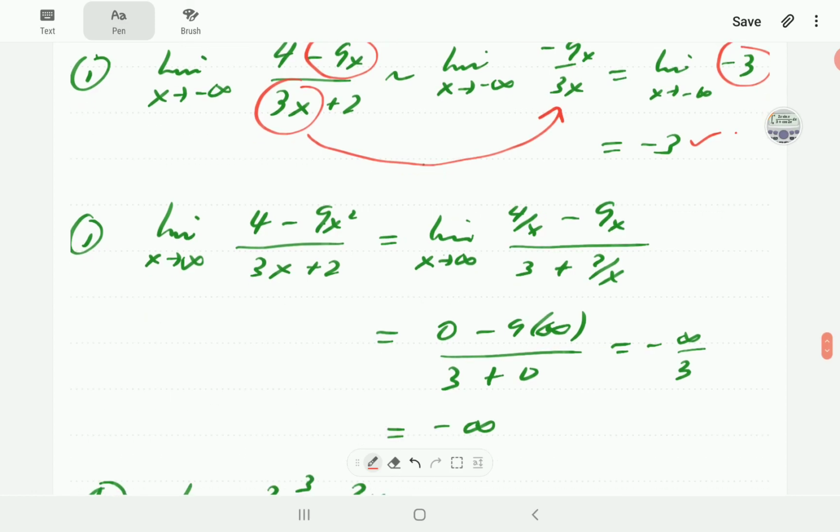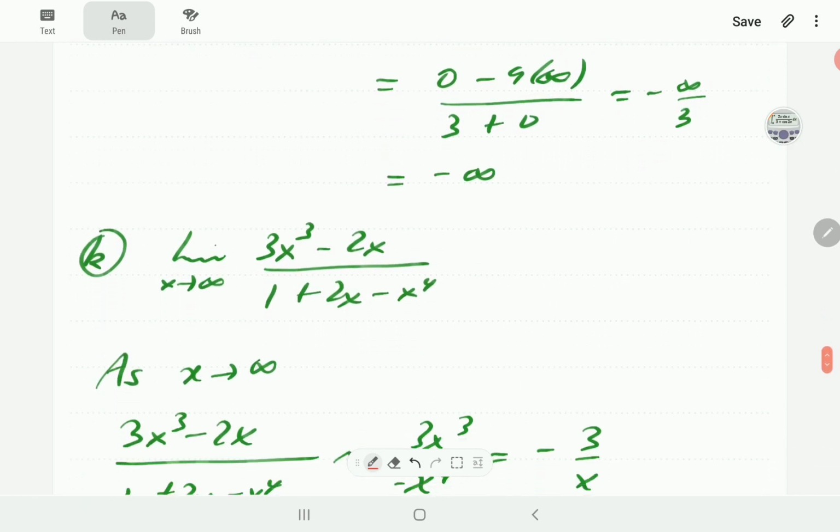In this case, we're going to use the method of dividing by the highest power of the denominator. So we're going to divide by x. So this becomes 4 over x, that becomes 9x, becomes 3, that becomes 2 over x, and then as x goes to infinity, reciprocal powers go to 0. That becomes minus 9 times infinity over 3, so this is going to work out to negative infinity.